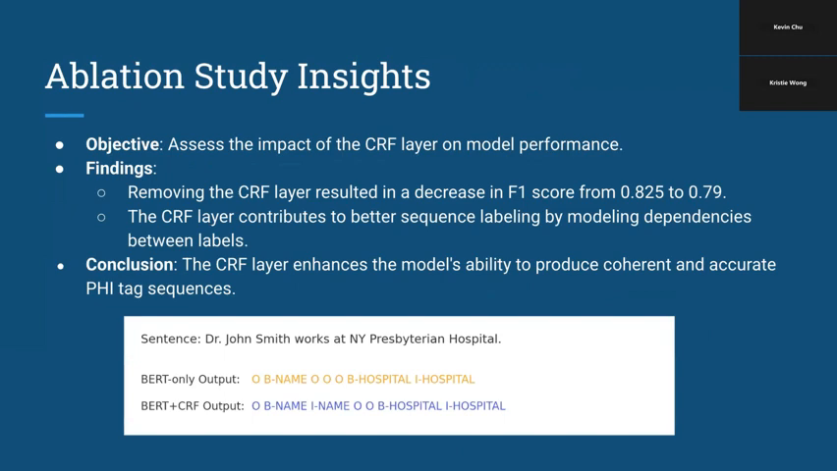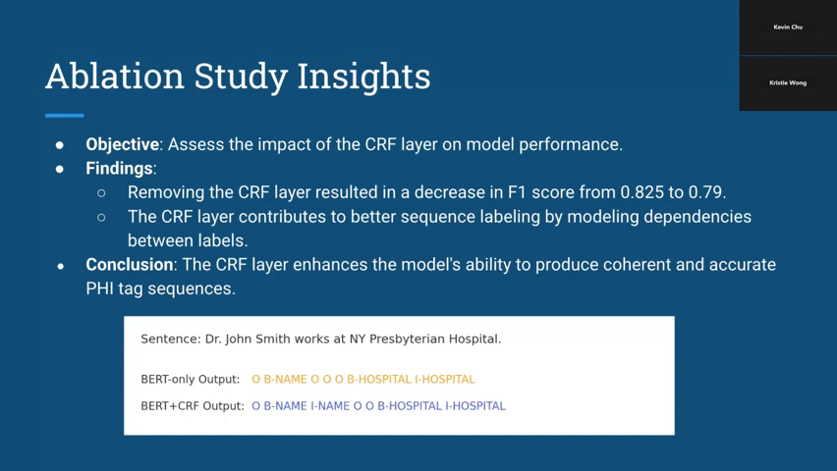We conducted an ablation study by removing the CRF layer to assess its impact on model performance. We found that without CRF, the model's predictions were less accurate, particularly for longer or multi-token PHI entities. The F1 dropped from 0.825 to 0.79, which confirmed the CRF's role in structured sequence decoding. The BERT-only model often made incomplete predictions, like tagging the first name but missing the last name. The CRF helped correct those by modeling tag dependencies.